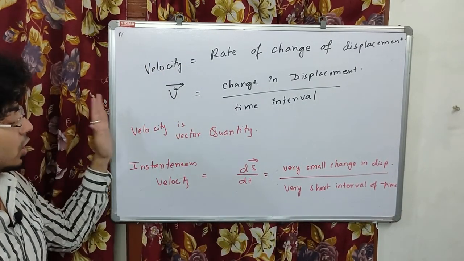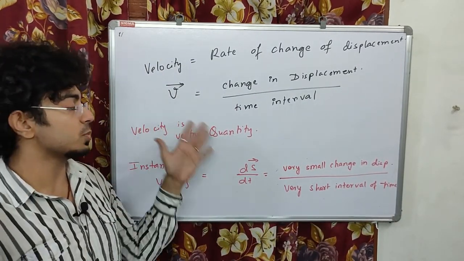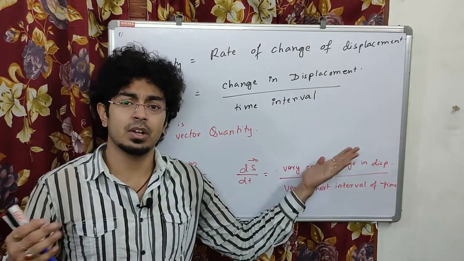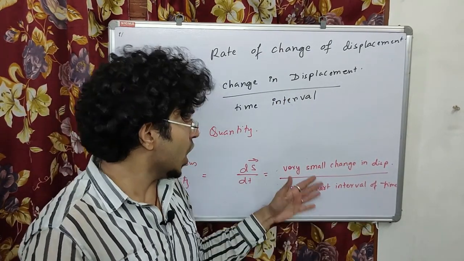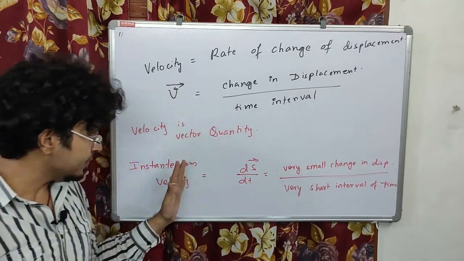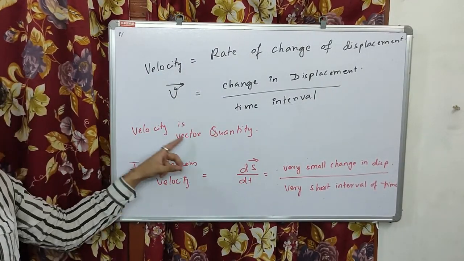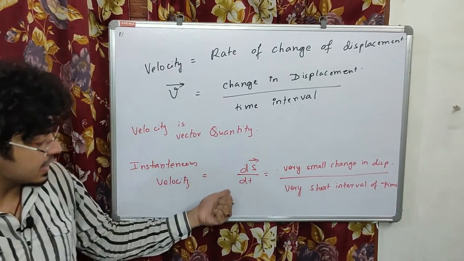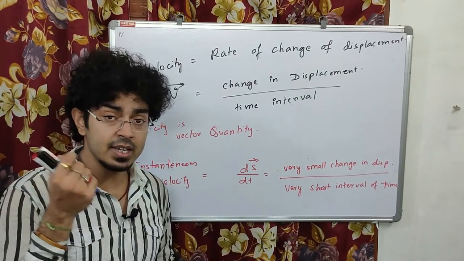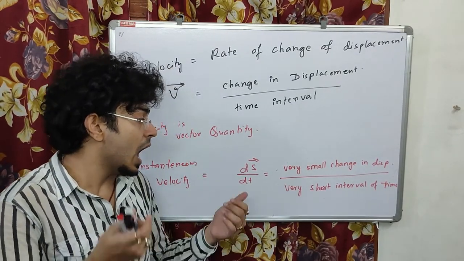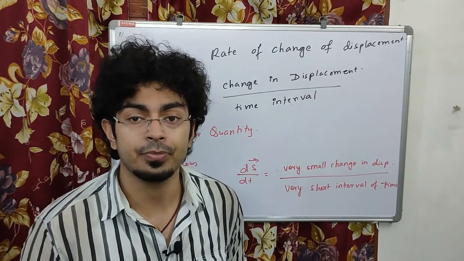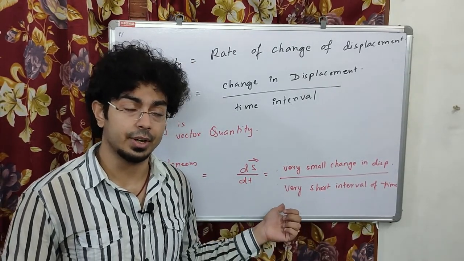So what is velocity? Velocity is the rate of change of displacement. That means how much change of displacement occurred for a body in motion within how much interval of time. And this is a vector quantity. Instantaneous velocity is ds by dt: at a very instant, how much change of displacement occurred within how much interval of time. I think this is clear to everyone, right?